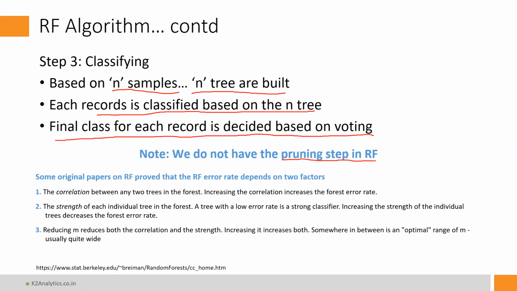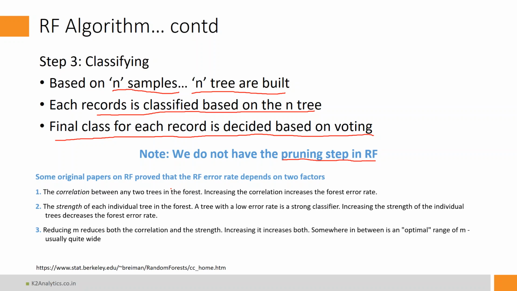As such, you cannot compute a CP for a multitude of trees. As in CART we saw, one tree will give a CP of 0.0202, another tree will say CP is 0.0182, third will say CP is 0.0256. Which CP will we take? As such, the pruning element is not there in a random forest. Now, there are two important further things.